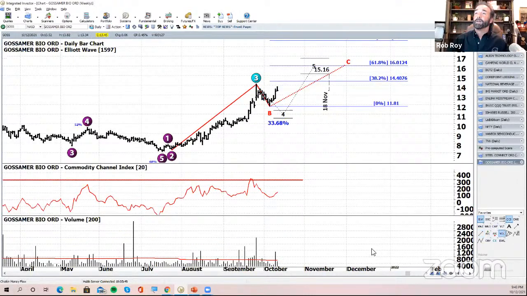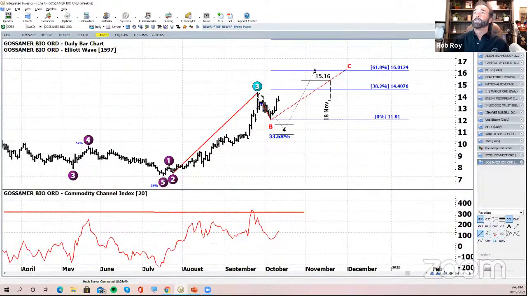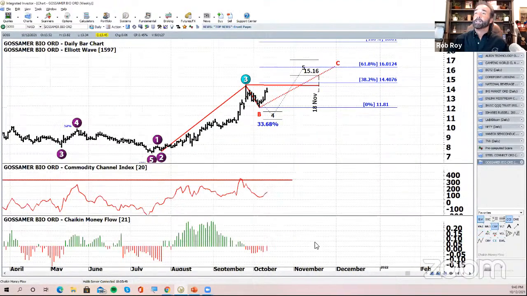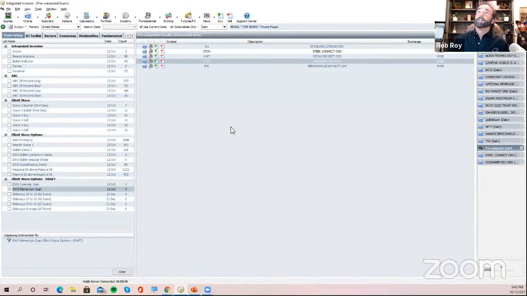You take a look at volume. Yeah, pretty decent volume day yesterday. Backed off a little bit today, but that's understandable because we're right at this wave 3 high. So running into some resistance there. So let's look at the Chaikin money flow. That's negative. So not enough there to have confidence that we're going to break above that previous wave 3 high and move up there. So let's move on and see if there's anything else here.